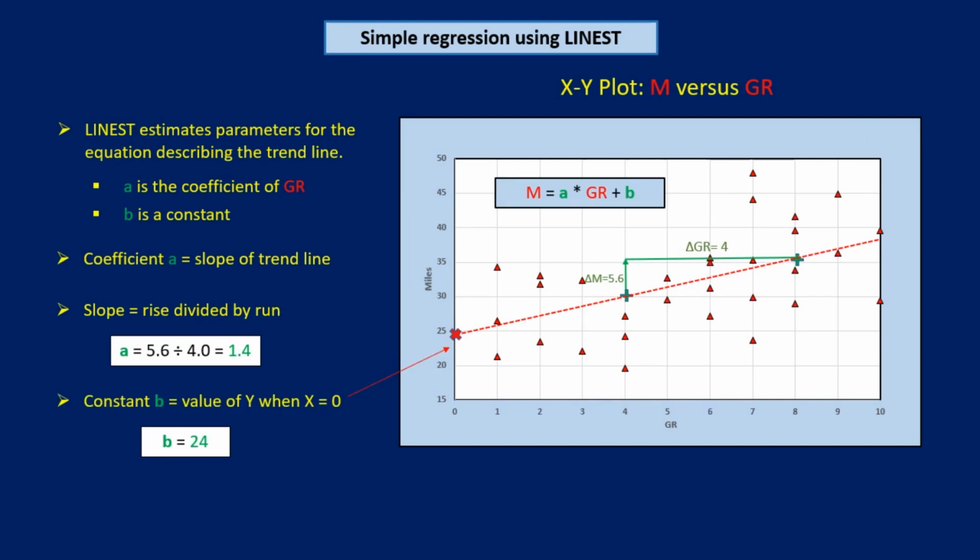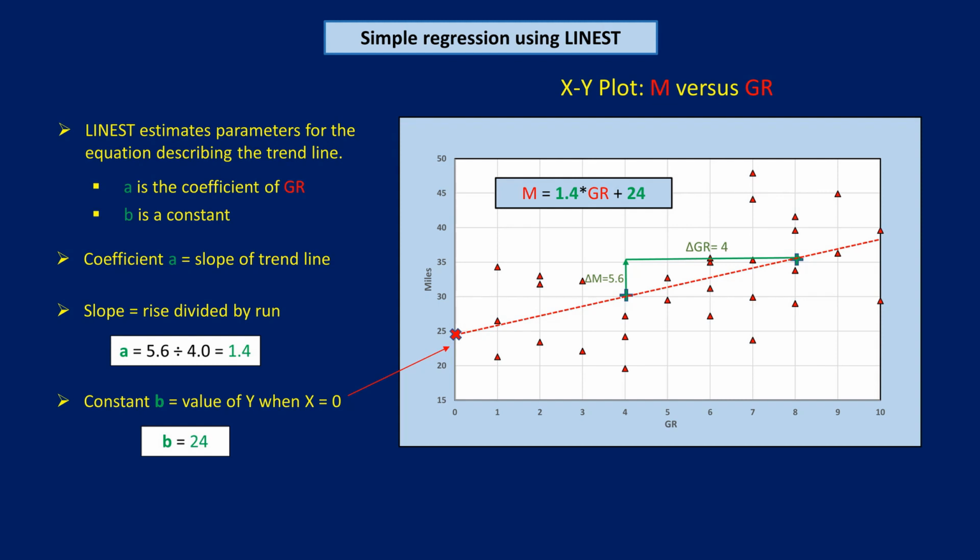The letter b in the equation is a constant. Its value doesn't change with changing values of gr. Mathematically, b is the value of m when gr equals 0. And here, that's 24. Now that we know the values of a and b, we can rewrite the equation for m versus gr like this: m equals 1.4 times gr plus 24. This equation is a mathematical description of the trend line.